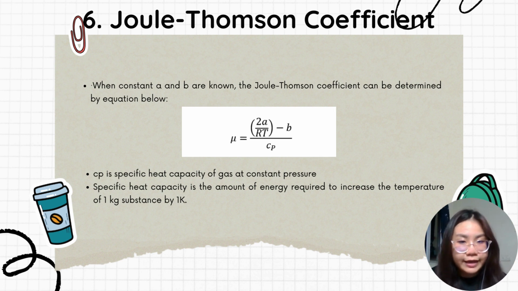When constants A and B are known, the Joule-Thomson coefficient can be determined by the equation below, which is mu equals (2A over RT minus B) divided by Cp. Cp is the specific heat capacity of the gas at constant pressure. Specific heat capacity is the amount of energy required to increase the temperature of 1 kg of substance by 1 Kelvin.